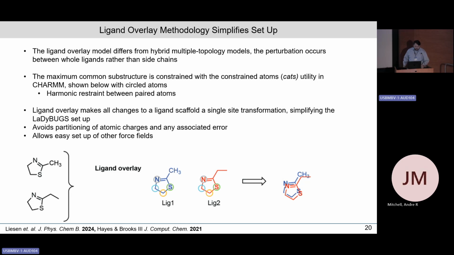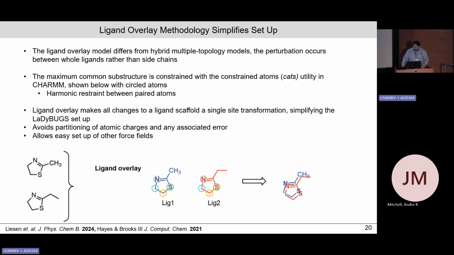So what we decided to do, using the maximum common substructure and the constrained atoms utility in CHARMM, was to put a harmonic restraint between the pairs of atoms on the maximum common substructure. And again, the offset is just so that you can see it, but these would be right on top of each other. And this is nice because only one ligand is going to be on and interacting with the environment at a time. But because the maximum common substructure is paired together, none of those ligands are going to be floating off into water or space or through the protein atoms when they're not interacting with the environment. And then when they turn back on, they can adopt the configurations that they need during the simulation.